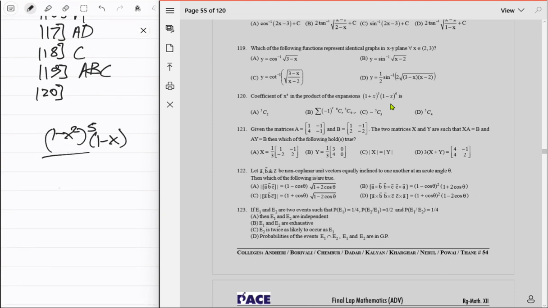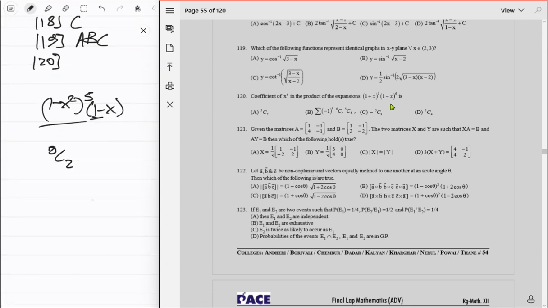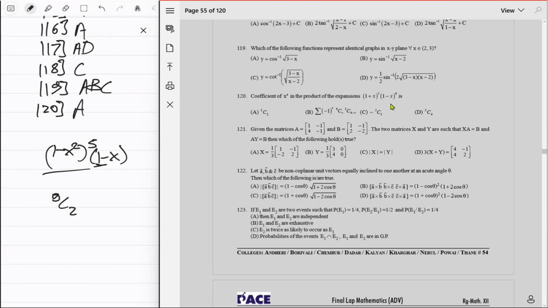So how will x power 4 come here? Take the square: 5c2, negative x square squared. That will be x power 4. So that's the thing for 1. Then for negative x, we just want x cube, which doesn't occur here. Yeah, this is it. 5c2 is the coefficient. So A is the answer. What else is there?